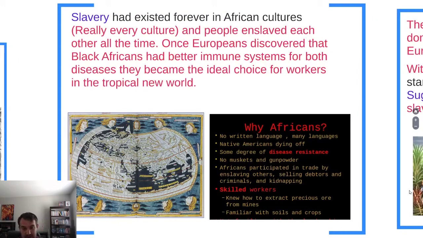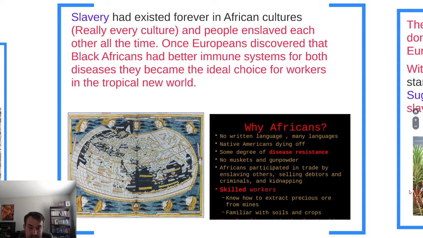Okay, and now we bring up the concept of slavery. Slavery had existed for all of known history in Africa. And actually, just about every culture in the world had slavery. Aztecs had slavery, Middle East had slavery, India had slavery. But slavery was a different thing in the old world. Slavery is going to become something unbelievably nasty in the new world.